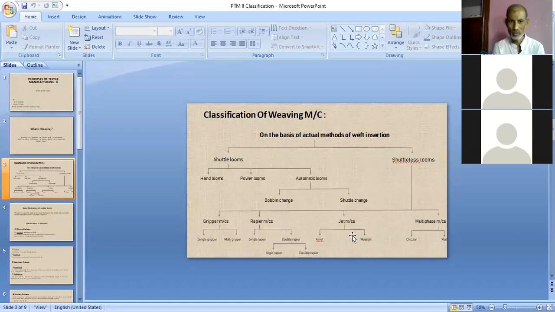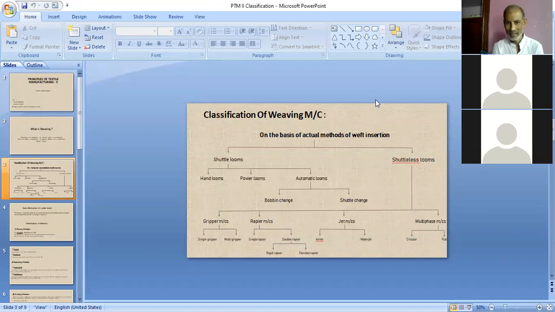Shuttle looms means the looms in which, for the weft insertion, we are using a shuttle as the weft carrier. Those looms are termed as shuttle looms. And the looms in which we are using some other mechanism or some other weft carrier or weft insertion method instead of shuttle are put in the category of shuttleless looms. Shuttle looms are further divided into three categories: hand looms, power looms, and automatic looms.